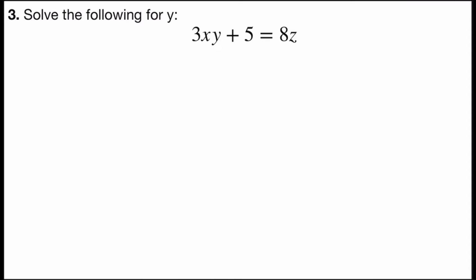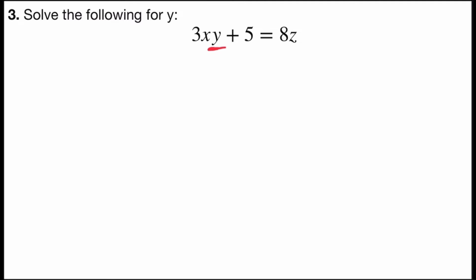Problem number 3 says solve the following for y. 3xy plus 5 equals 8z. So I have 3 different variables in this problem, and I'm going to solve for the variable y. So I'm going to use equation solving strategies in order to get the equation to say y equals, and have the expression on the other side with the numbers and the other variables.